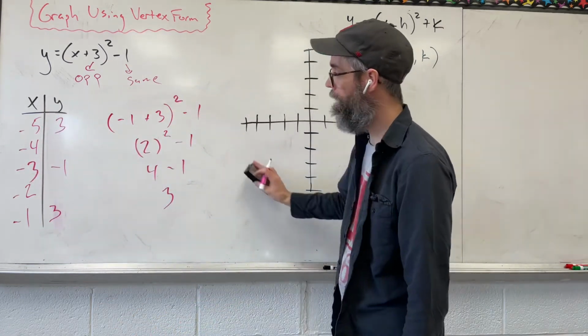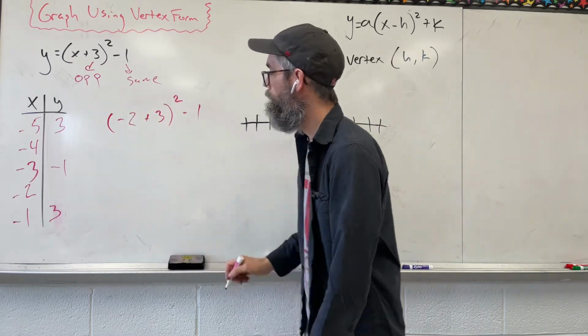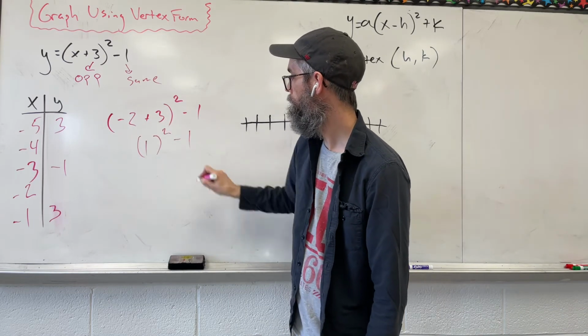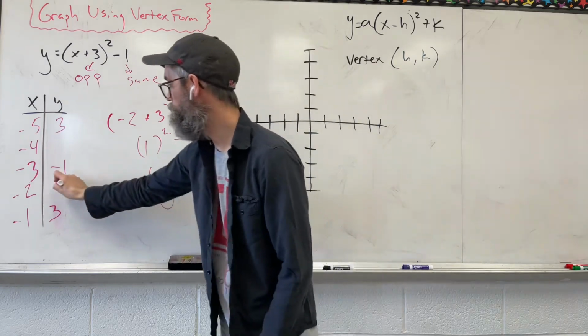All right, let's do this again. All we got to do is plug in one more number, this time negative 2. Parentheses again, we got 1, square it, which gives us 1 minus 1. So nice easy number of 0.